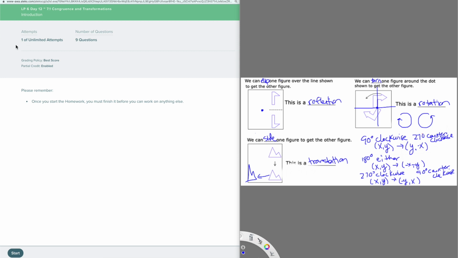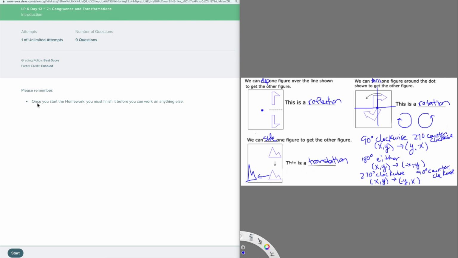So the attempts is the second part here. Number of attempts always is unlimited, meaning you always have unlimited tries for your tests, homework, and quizzes. The number of questions just lets you know how many questions there are on this particular assignment. Grading policy is best score, so whichever attempt is the best one is the one you get to keep. Partial credit is always enabled, so if you answer 1 of 9 questions correctly, then you get credit for 1 question, or however many you've answered correctly.